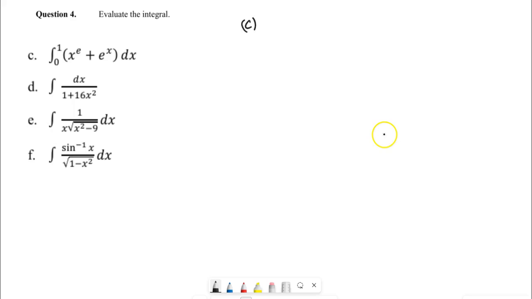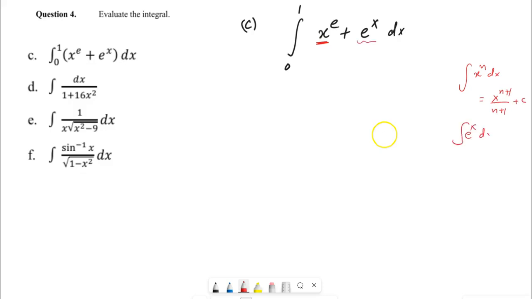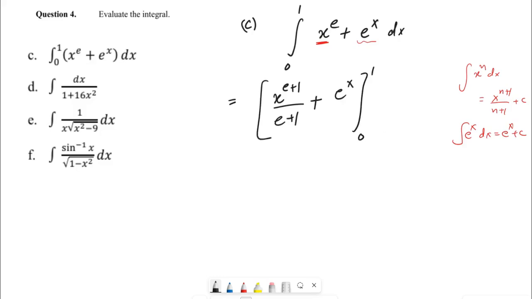Let's work on part C. Integral from 0 to 1 of x to the power e plus e to the power x dx. Now it looks complicated, but this is pretty simple. This first one can be solved using the formula for x to the power n dx, that's power plus 1 divided by the new power, plus c. And the second one, the integral of e to the x dx is just e to the x plus c. So using those formulas, this is equal to x to the power e plus 1 by e plus 1, plus e to the power x, from 0 to 1. No c here because this is a definite integral.